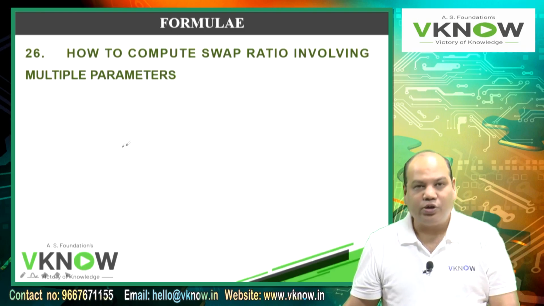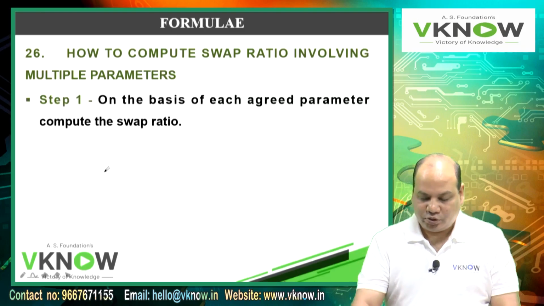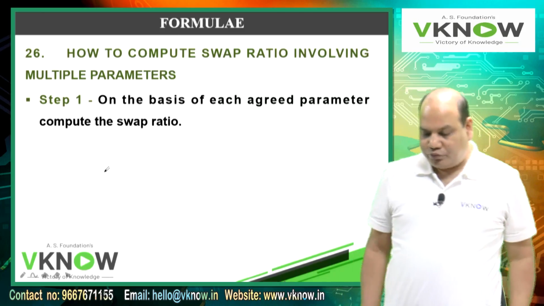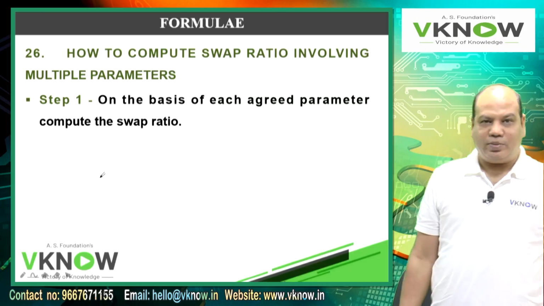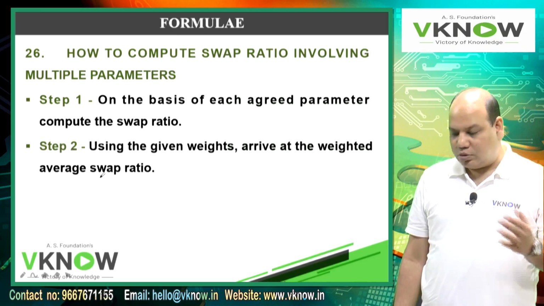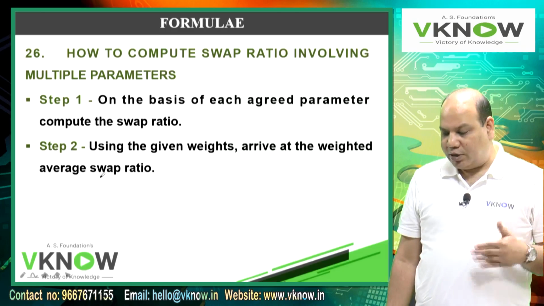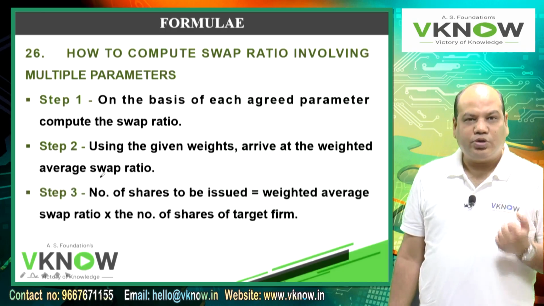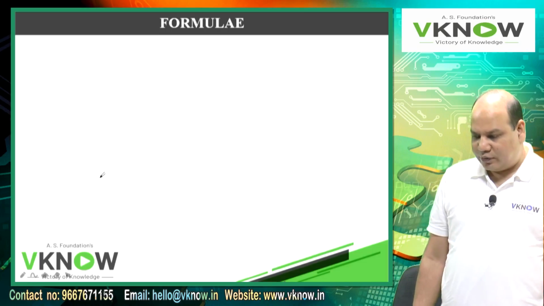How to compute swap ratio involving multiple parameters. This you have seen in many problems that swap ratio is based on EPS, book value, MPS, etc. So in that case, first you calculate the swap ratio on the basis of each agreed parameter. So calculate swap ratio on the basis of EPS, MPS, book value or whatever is given. Then they will definitely give you the weights. Multiply by the weights and you will get the weighted average swap ratio. Number of shares to be issued will be the number of shares of target company multiplied by weighted average swap ratio.